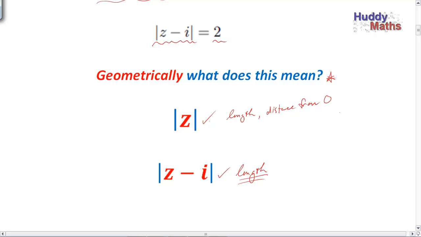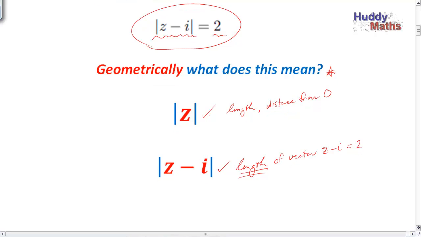Okay, we're not going to call this distance from O now. We're thinking about z starting at the origin, and we're going to try and find it. So |z − i| = 2. What could that possibly mean about a z emanating from the origin? Well, this is the length of the vector z − i, and it's saying the length of the vector z − i is 2. So we want all vectors z such that the length of z − i is 2.